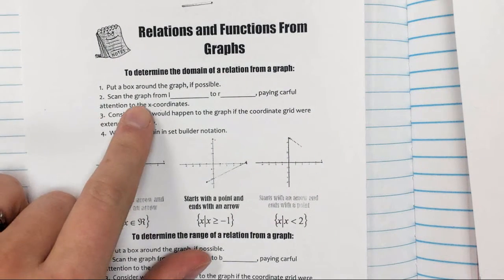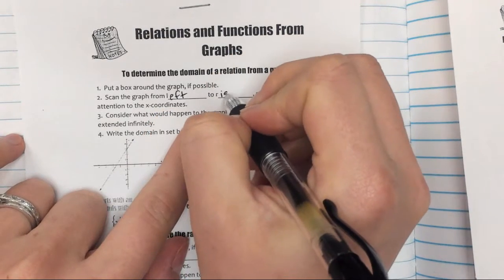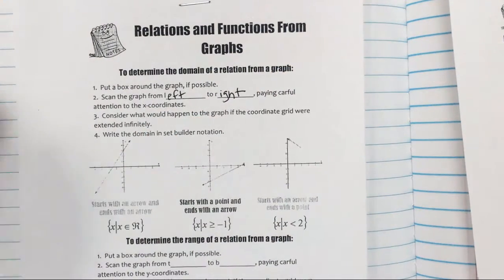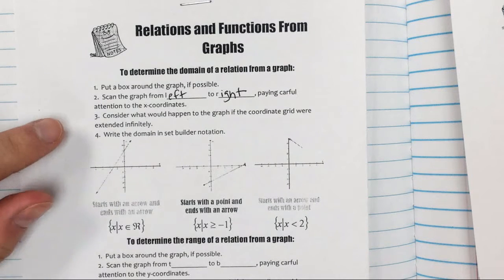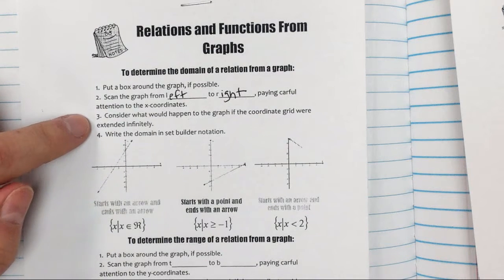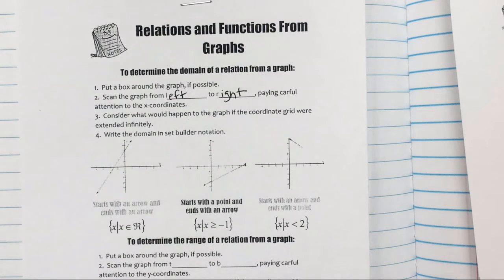And then we're going to scan the graph from left to right, paying careful attention to the x-coordinates. So you know that the domain has to deal with the x-coordinates, and the x-axis runs from left to right. So we're scanning the graph from left to right. Number 3, consider what would happen to the graph if the coordinate grid were extended infinitely. So if I were to take that coordinate grid and stretch it out infinitely, consider the pattern, what would happen with the graph. And step 4, write the domain in set builder notation.